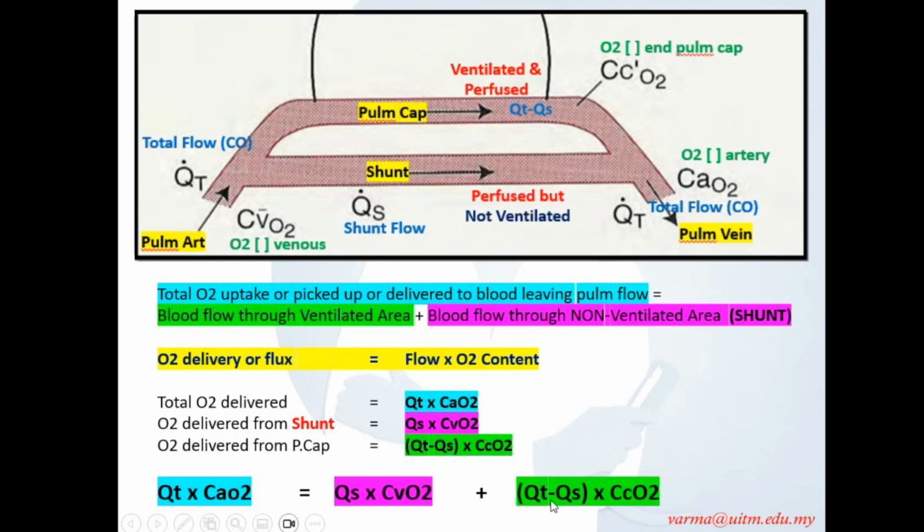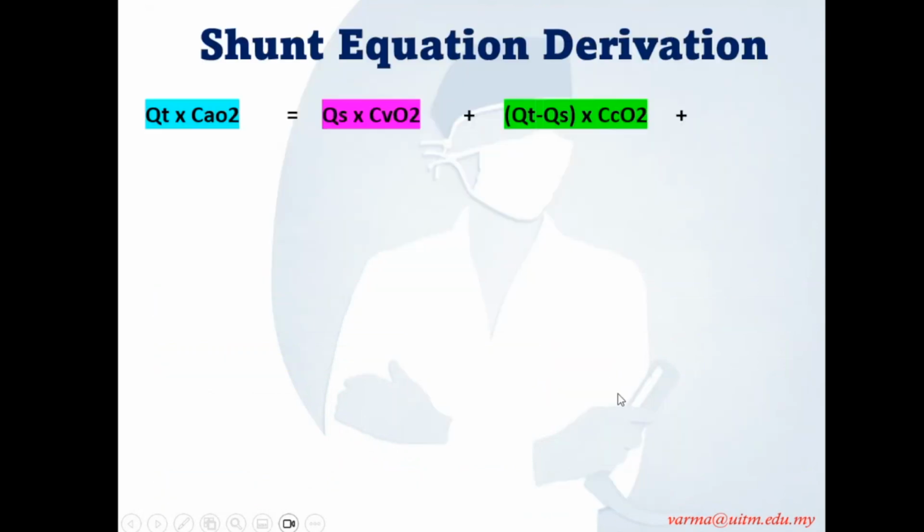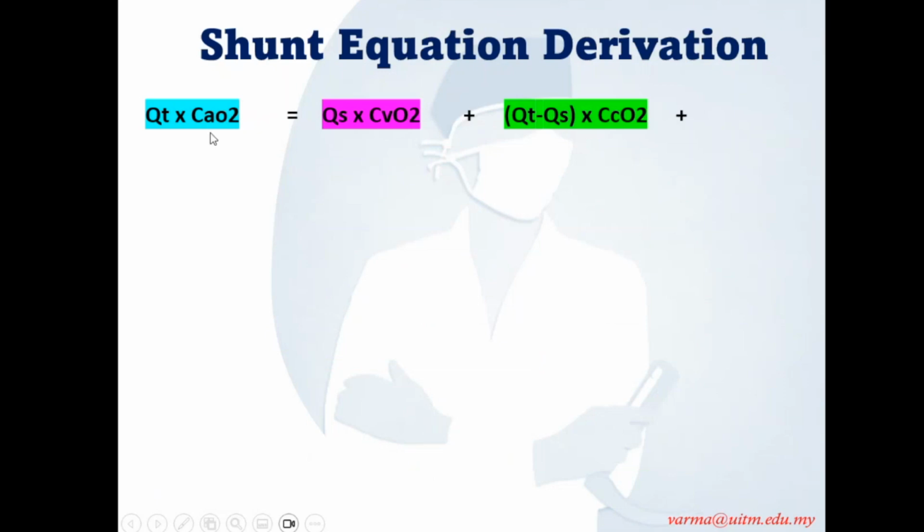So this is this equation. How do we go from this equation to get this shunt fraction equation? Back to this equation. Total oxygen delivery is equivalent to shunt delivery of oxygen plus your blood flowing through your pulmonary capillary. Please forget this plus sign. Ignore this plus sign, so we will put it as a multiply. I just put it as a dot.